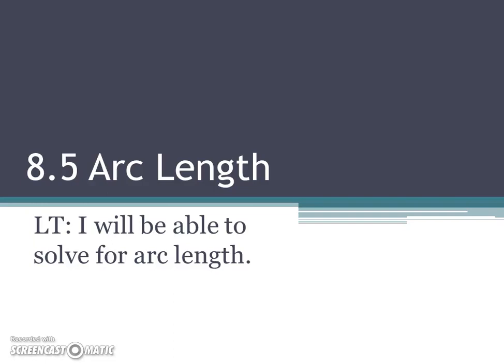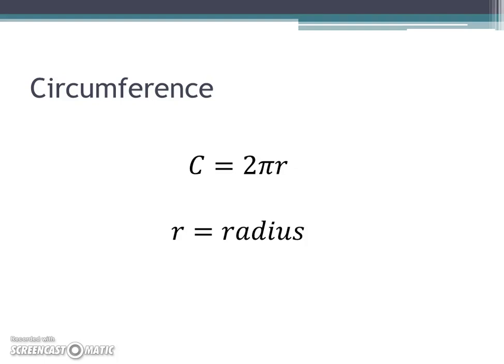Welcome to 8.5 arc length. We're going to be able to solve for arc length today. So, first thing we need to know is the formula for circumference. Circumference equals 2 times pi times r, where r is the radius.